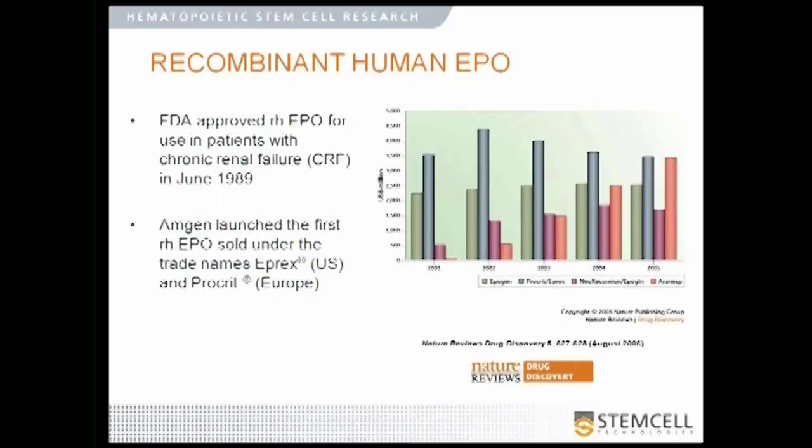Prior to the production of recombinant human EPO, transfusion was used to treat anemia, but in 1989, Amgen launched the first recombinant EPO that was sold under the trade names Epogen in the US and Procrit in Europe.